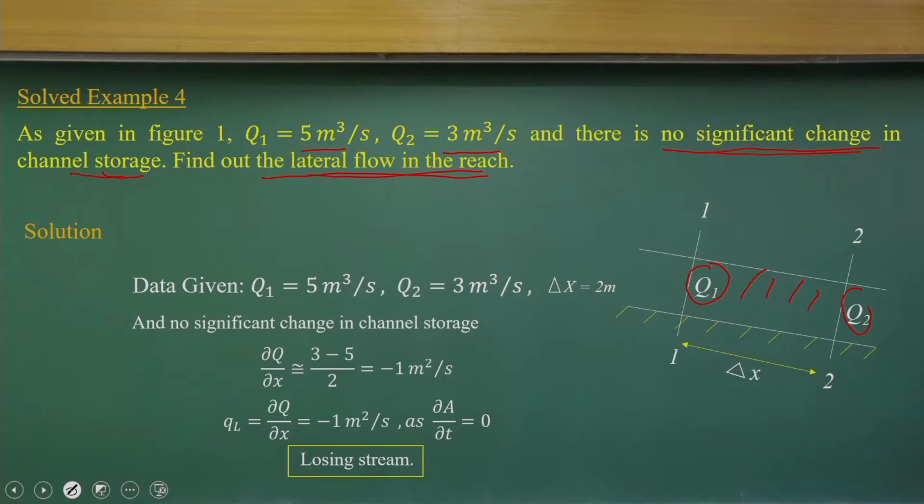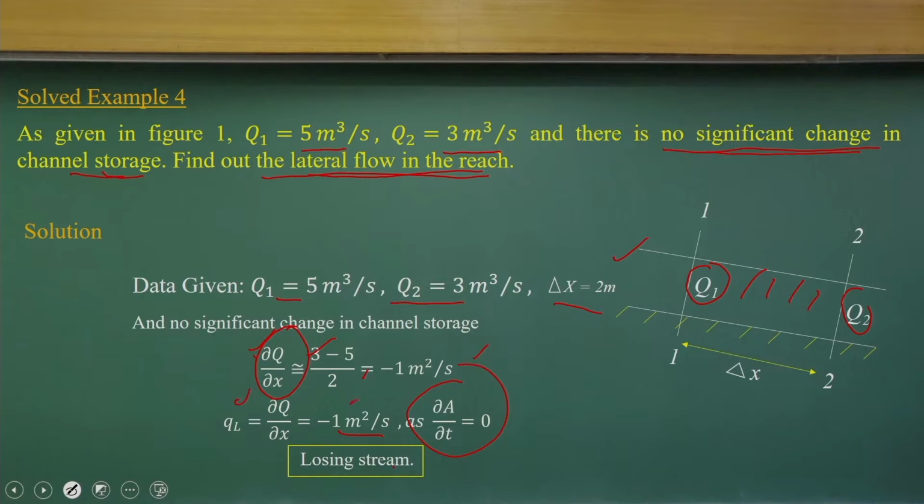Let's put it in a partial differential equation form. Q1 is given, Q2 is given, and delta x is also given as a 2 meter distance between these two points. I can find the gradient delta Q by delta x using Q2 minus Q1 by delta x. I get this value, and QL is equal to delta Q by delta x, which is minus 1 meter per second. That will come as the lateral flow, as we are considering the storage term equal to 0. So it is a simple balance equation, but we have put it in a partial differential equation with approximations to compute the lateral flow.